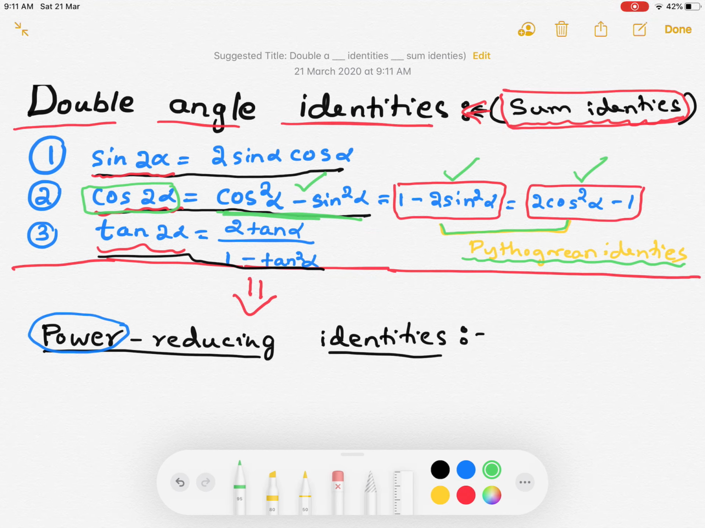Now, the next one is power reducing identities. How to get the power reducing identities? Yes, power reducing identities we can get from double angle identities. By using double angle identities, we can get the power reducing identities. Now, we are reducing the power.